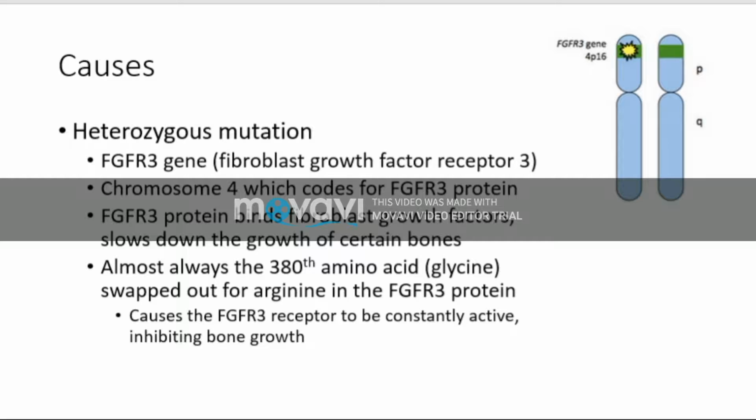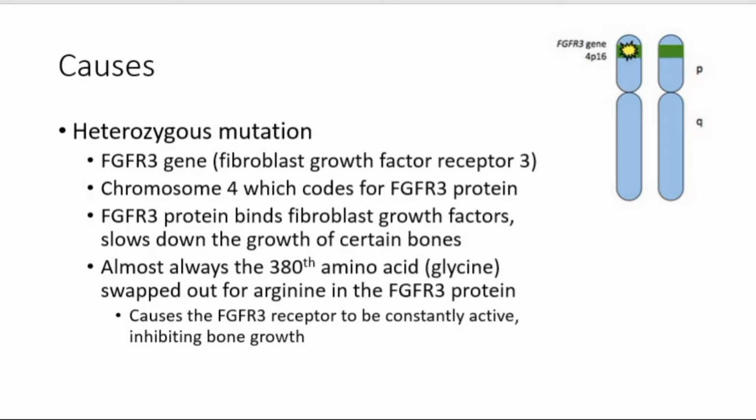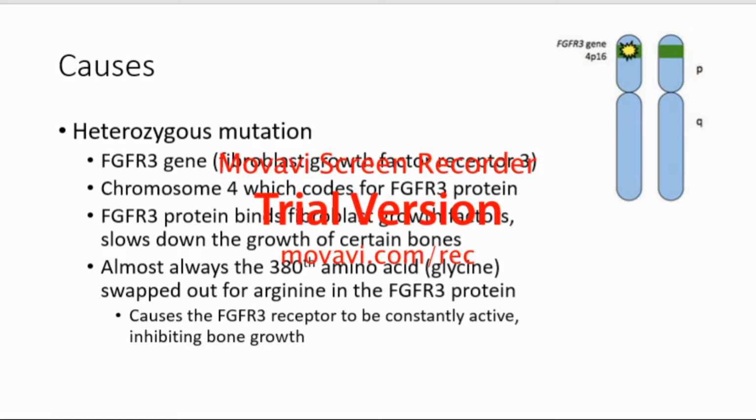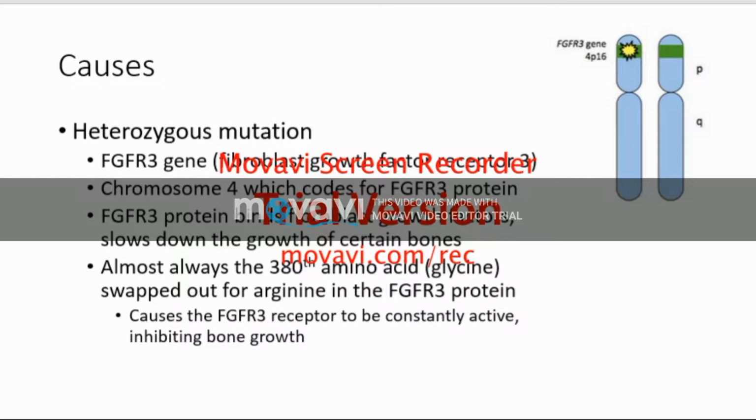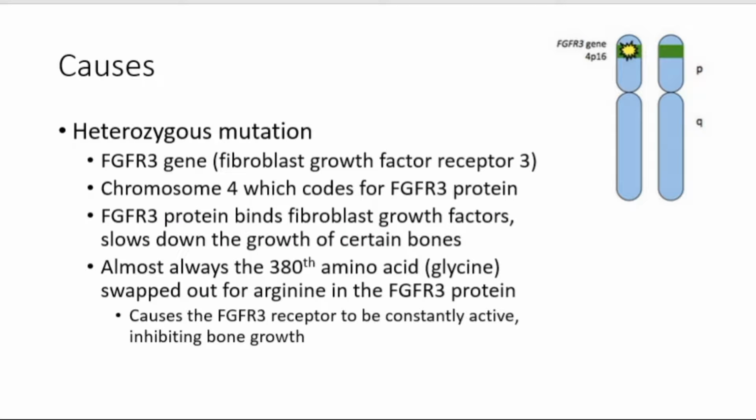A mutation of the 380th amino acid, glycine, is usually the mutation causing achondroplasia. Glycine and the FGFR3 protein swap, causing the FGFR3 receptor to be constantly active. The mutation causes the receptor to behave as if it's binding an FGF even though it is not. This sends a signal that in turn inhibits bone growth.